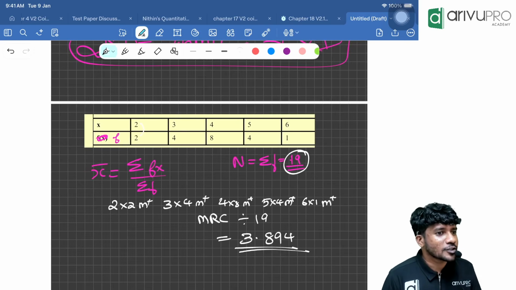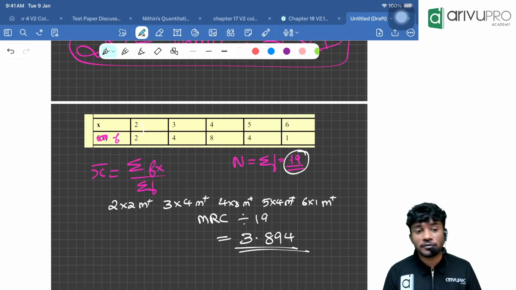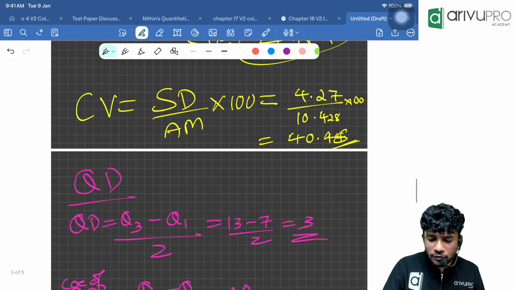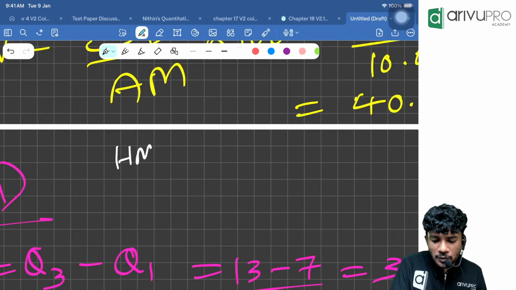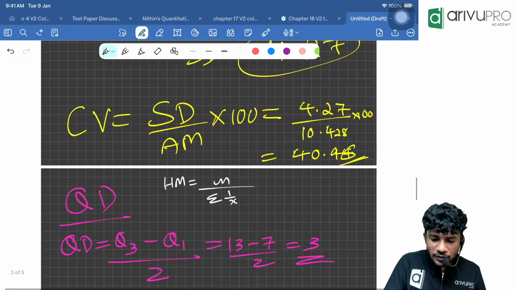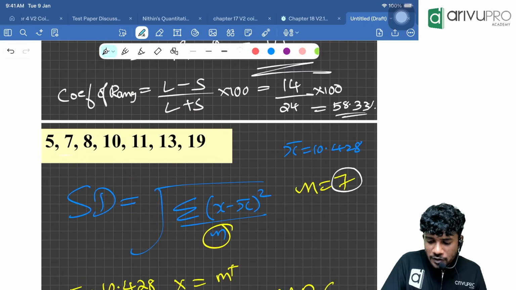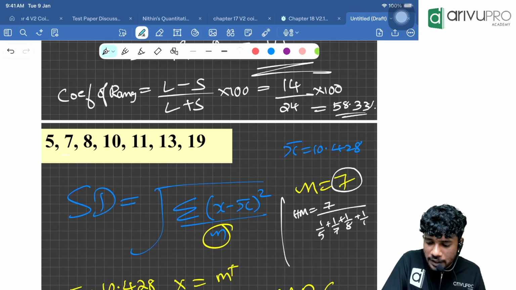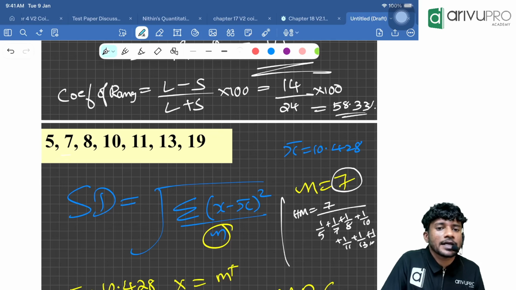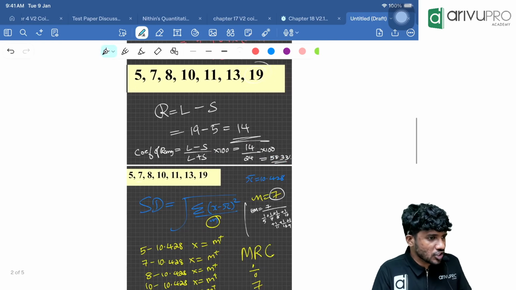Okay, then in the previous ungrouped part, I think we missed out geometric mean and harmonic mean. So what was the formula for harmonic mean for ungrouped data? HM is equal to N divided by sigma 1 by X. In the previous question, N was 7. So HM is 7 divided by 1 by 5 plus 1 by 7 plus 1 by 8 plus 1 by 10 plus 1 by 11 plus 1 by 13 plus 1 by 19. That was the ungrouped version.